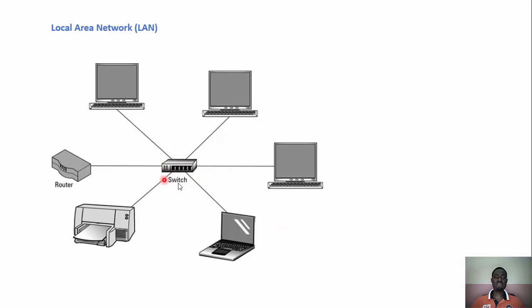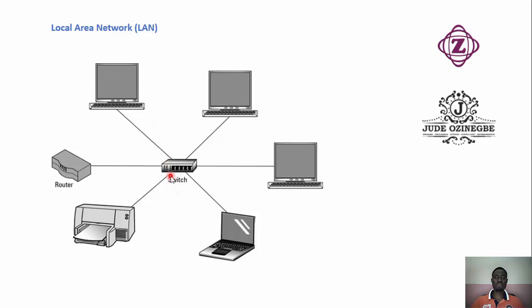So in the local area network you have a very important device which is called a switch. The switch is what connects every other device together on the network. So it can be a desktop, it can be a laptop, it can be a printer, it can be a router. The switch is the most important device for now on the local area network.